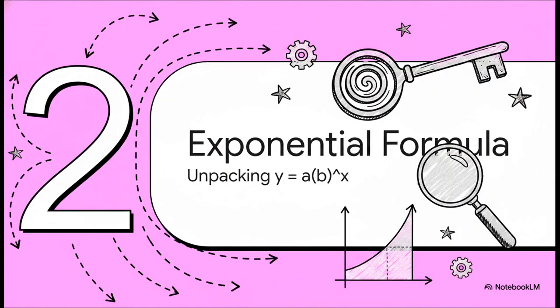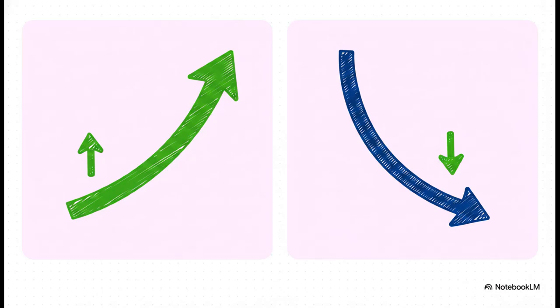Section 2. Unpacking the exponential formula. Let's look at the formula. y equals a times b to the power of x. This is the absolute hero of our mathematical story today. And the crucial piece of this puzzle is that letter b. Just by looking at the value of b, we know instantly whether our graph is going to curve up towards the sky or dive down towards 0. If b is greater than 1, boom, we have exponential growth, and the graph curves upward. But if b is a fraction or a decimal between 0 and 1, we have exponential decay, and the graph curves downward. It really is that simple, and it's incredibly powerful.